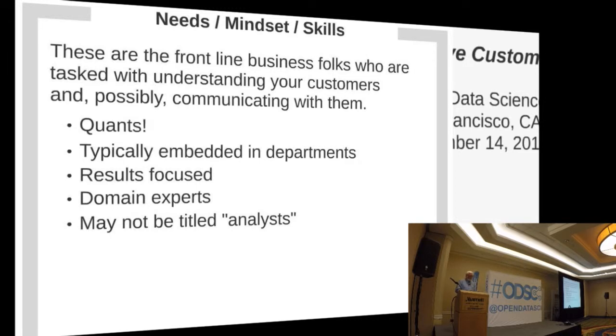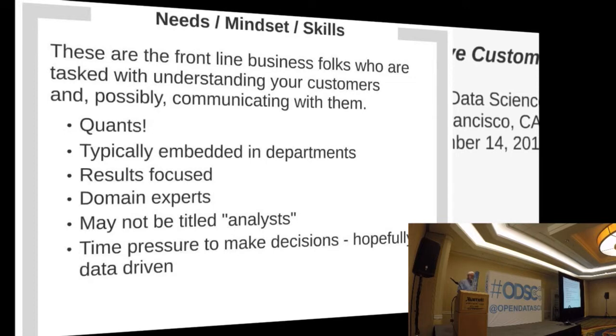They're under time pressure to make decisions. The decision doesn't wait for the queue to come up. It has to be made within a certain time scale. And hopefully we can get some data in there to help them do it. And they might be what I call applied data scientists. So they understand the domain certainly, and they maybe have some modeling tools that they can use.